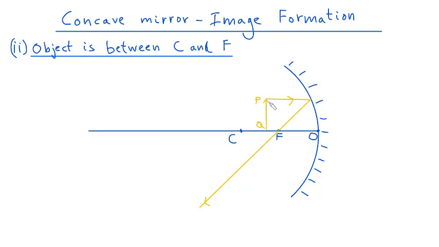Recall also that a ray that travels through the focal point, like this, let me draw that again, will reflect off the mirror and travel parallel to the optical axis. Okay, so this ray, once it reflects, it will travel something like this.